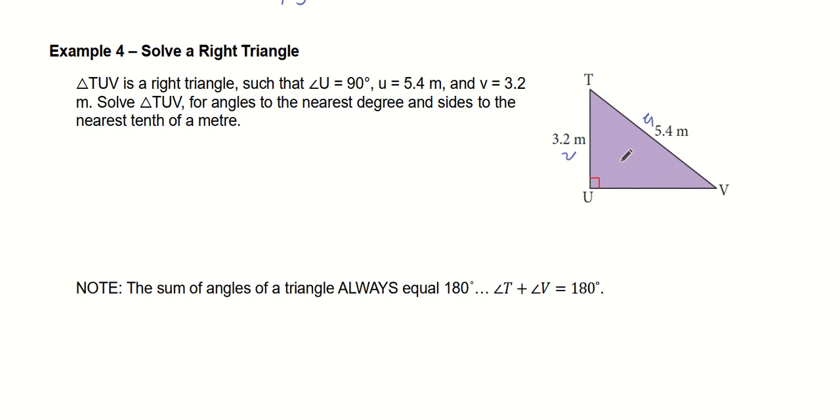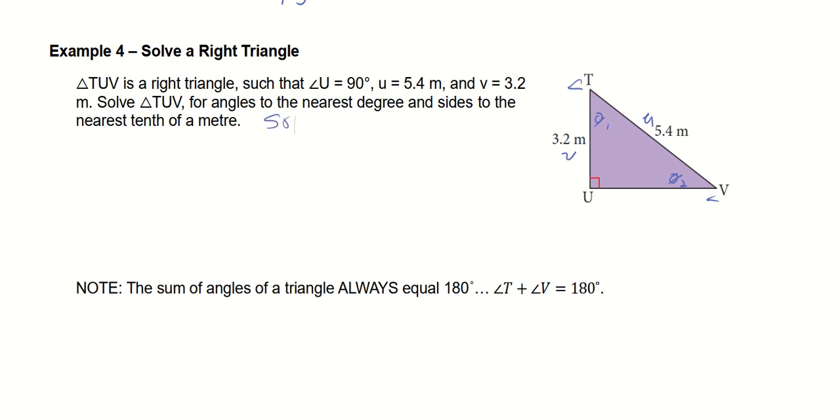Well, actually, let's use another method here. Okay, let's try this. Let's just say this will be theta 1 and this will be theta 2, or just the angle T, and then this will be angle V. Maybe that's better. So referring to the angle T, we have opposite and adjacent. This will be the adjacent and this will be the hypotenuse.